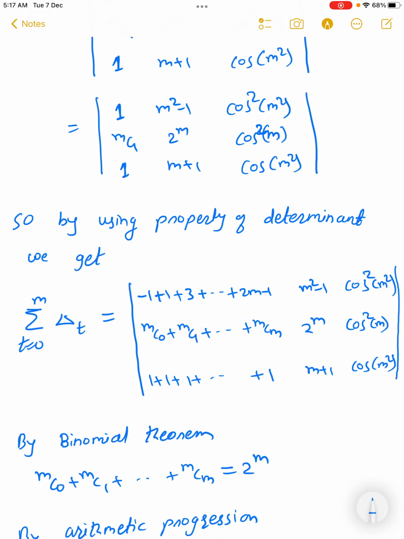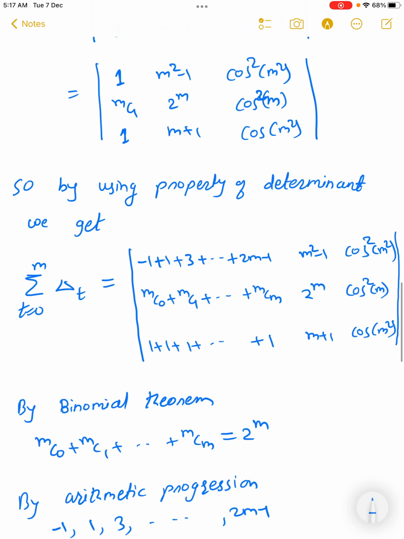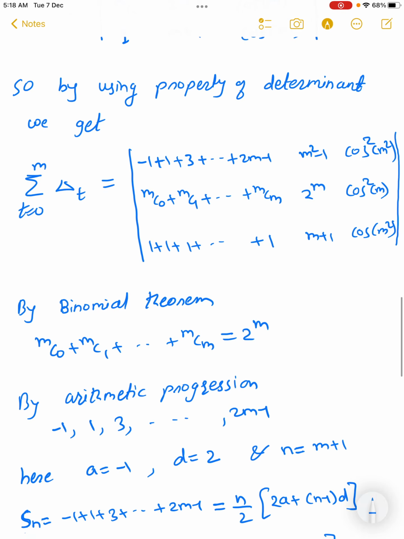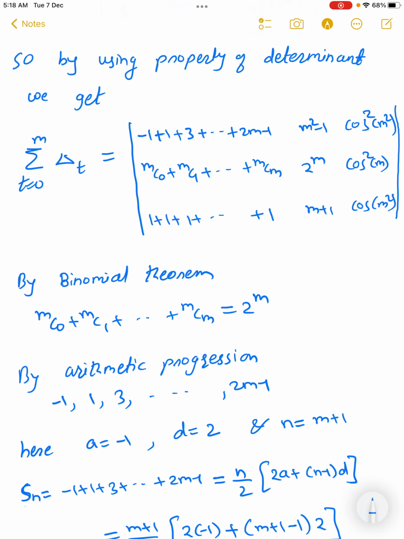Now we use the first property, addition of determinants. So we add these delta t's from t equals 0 to m. Since the last two columns are identical in each determinant, we just add up the first column only. The first element in the first column is an arithmetic progression sum. The second element in the first column is the sum of binomial coefficients, and the third is just the addition of 1, up to m plus 1 terms.